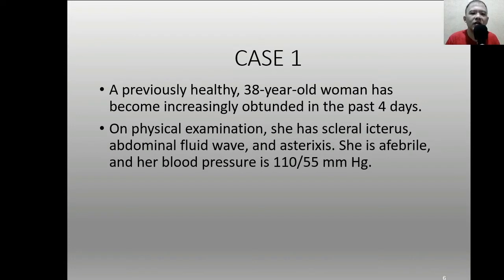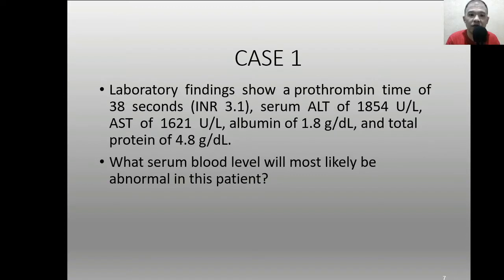A previously healthy 38-year-old woman has become increasingly obtunded in the past 4 days. Upon physical examination, she has scleral icterus, abdominal fluid wave, that is ascites, and asterixis. Okay, that is a flapping tremor. Okay, she is febrile and her blood pressure is 110/55.